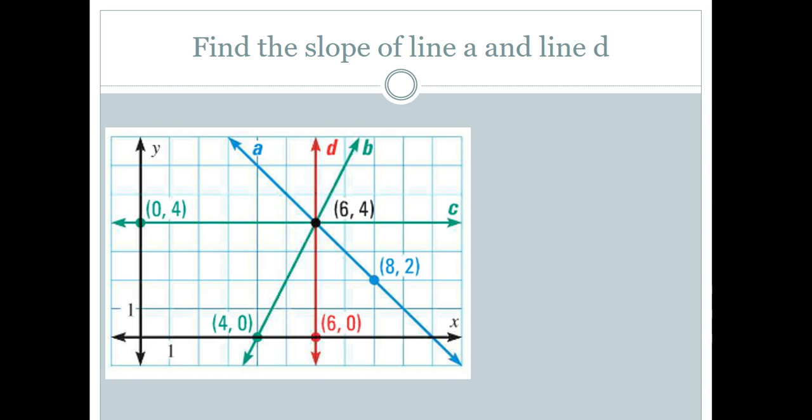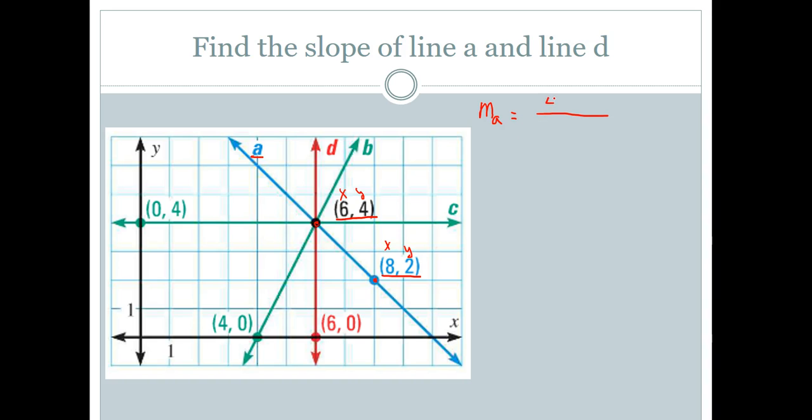Find the slope of line A and line D. So first let's find the slope of line A. We need to look at line A, which is this blue line, and use the 2 points that are on that line. So remember, y's go on top. Okay, so m is slope, and I just put a sub A so we know it's the slope of A. Y's go on top, which are 4 and 2, because x, y, x, y.